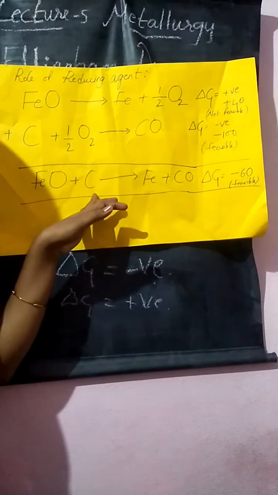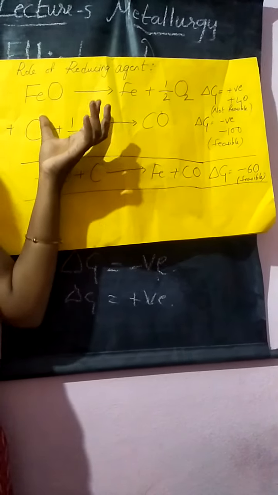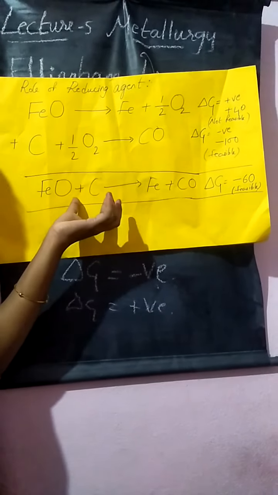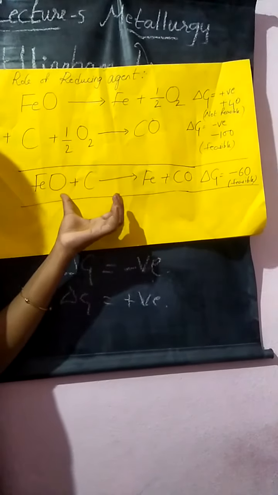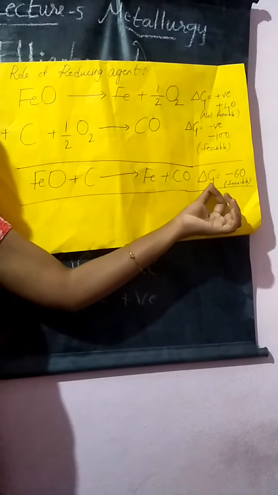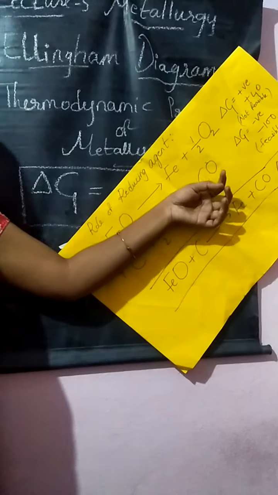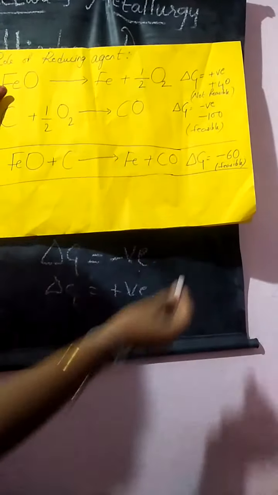We require a reducing agent. So this is the role of a reducing agent for converting our iron oxide into iron by making the reaction spontaneous, in which the delta G value is found to be negative.